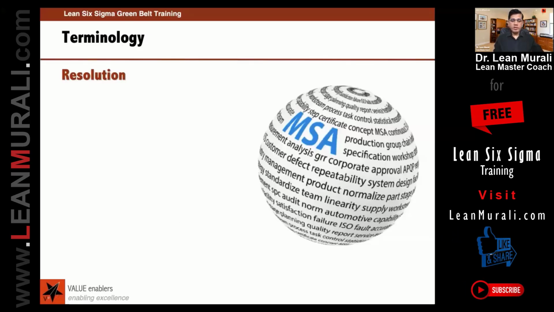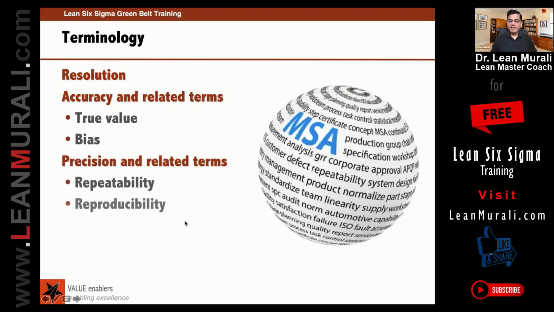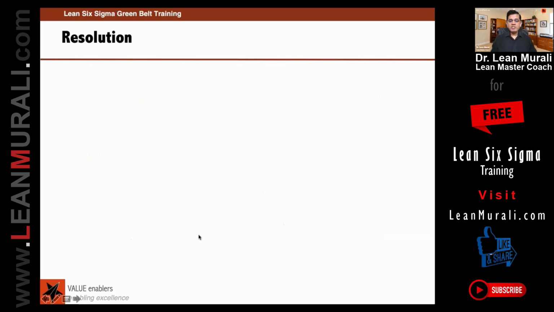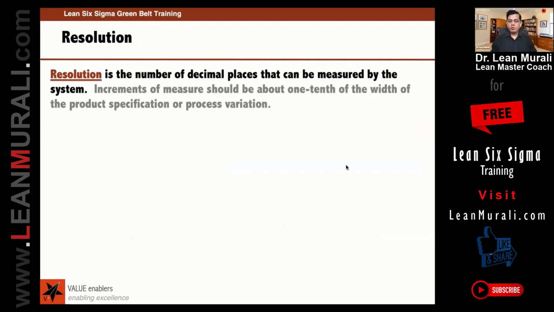In today's chapter, we'll talk about resolution, accuracy and related terms: true value, bias. Precision and related terms are repeatability and reproducibility. So accuracy and its related terms are true value and bias, and precision and its related term is repeatability. We'll go a little bit deeper into this. That is also called stability. Let us go through this.